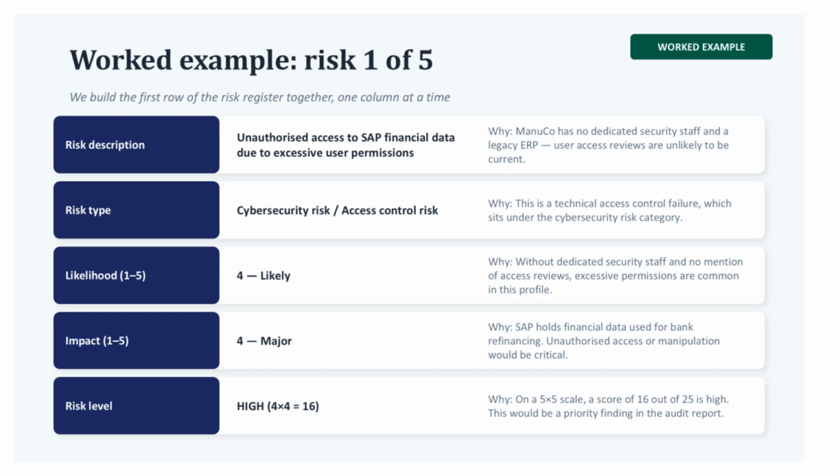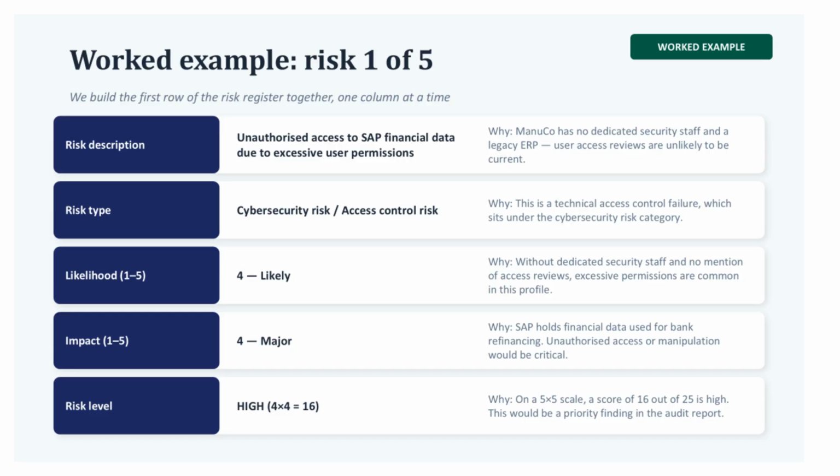Now the risk type here is cybersecurity or access control. Access control is a subcategory of cybersecurity risk, so naming both helps when mapping to frameworks later. It tells the client who owns the problem, whether the CISO or the IT security team.